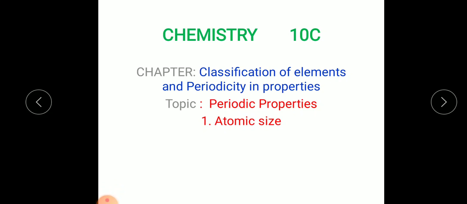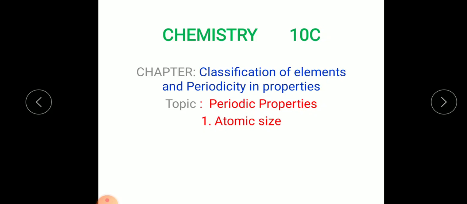In our last class, we started the chapter periodic table and we went through the important terms related to it. In the periodic table, we came to know what are groups, what are periods, and how many groups and how many periods there are in a modern periodic table. After that, we discussed important groups like group 1, called alkali metals, group 2 alkaline earth metals, group 17 halogens, and group 18 inert gases or noble gases.